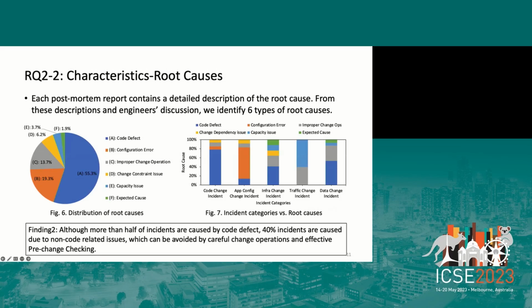Each report contains a detailed description of the root cause. From these descriptions and engineers' discussion, we identify the root cause and categorize them into 6 types. We can find that although more than half of incidents are caused by code defect, 40% of incidents are caused due to non-code related issues, which can be avoided by careful change operations and effective pre-change checking.